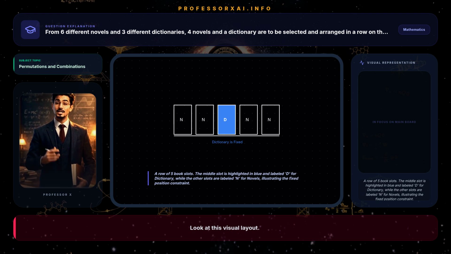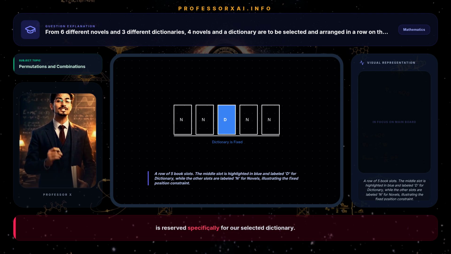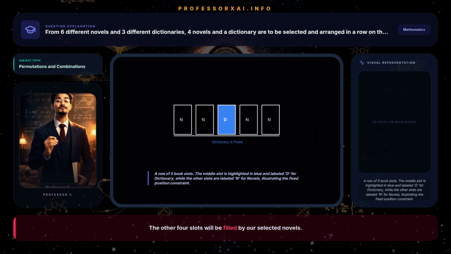Look at this visual layout. We have 5 slots. The middle slot, position 3, is reserved specifically for our selected dictionary. The other 4 slots will be filled by our selected novels.